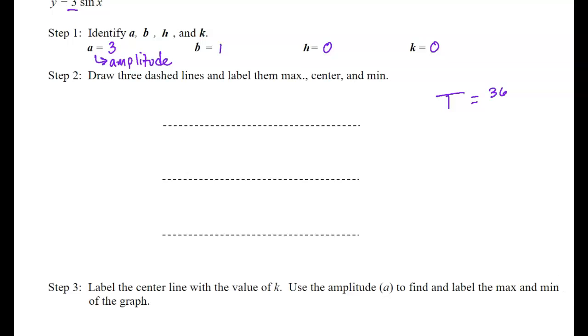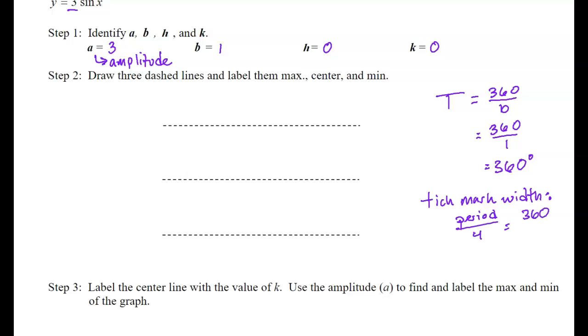Right, you take 360 and you divide it by your B value. In this case, our B value is 1, so our period length is just 360 degrees. There's also one more thing I need to find, and it is what is called your tick mark width, which is just the distance between your tick marks. This was on the previous page what we called the increments. To find your tick marks, you take the period and divide it by 4. So 360 divided by 4 is 90.